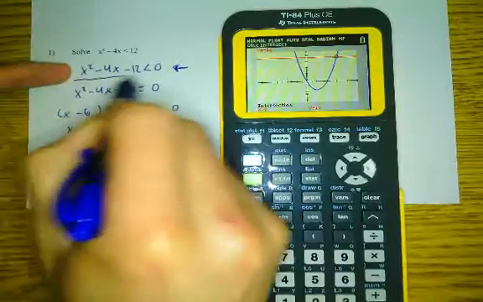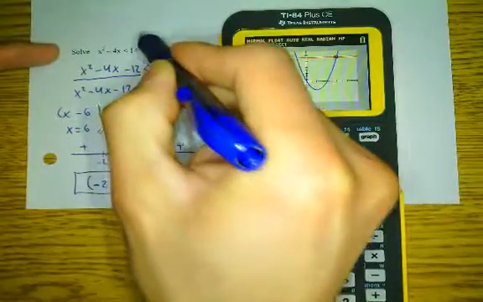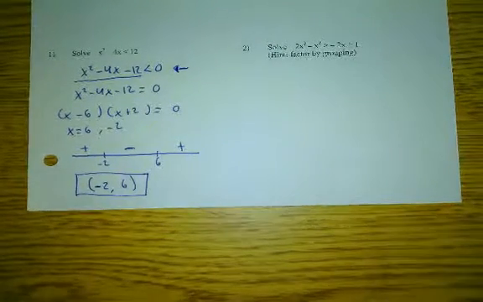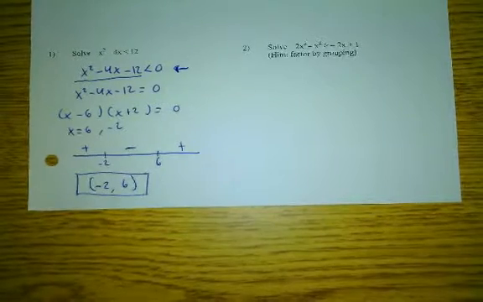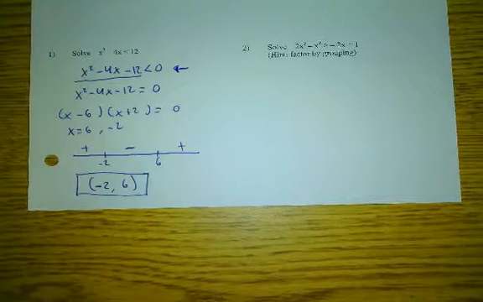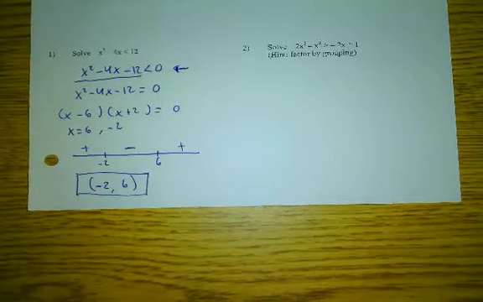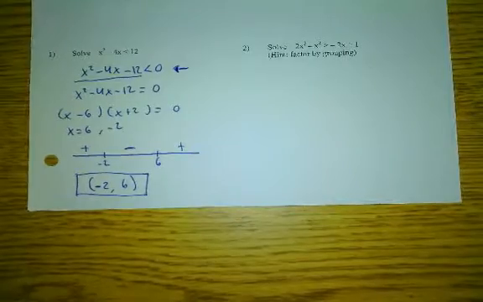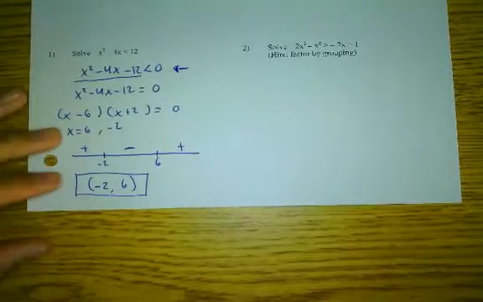Go ahead and try number 2. Well, it depends on what they ask you. This one was less than 0, so yes, because the negative value would be less than 0. If it's greater than 0, then you would be looking for the positive intervals. Okay? So go ahead and try number 2. I give you hints. Use factoring by grouping. And then pause the video and come check your answer.